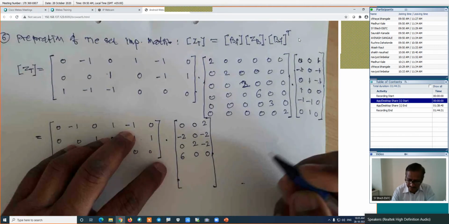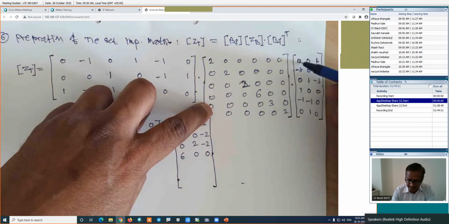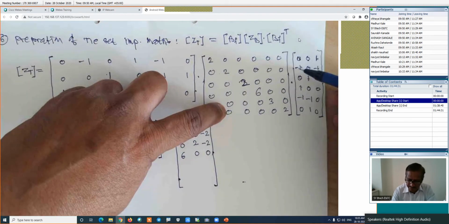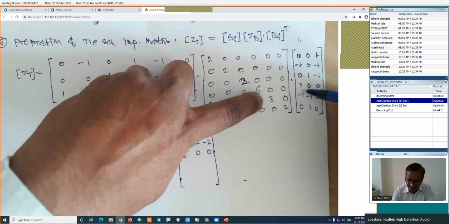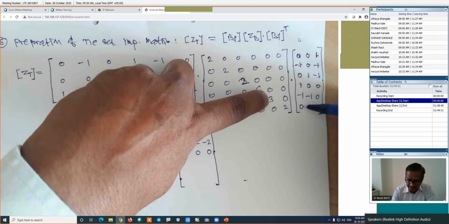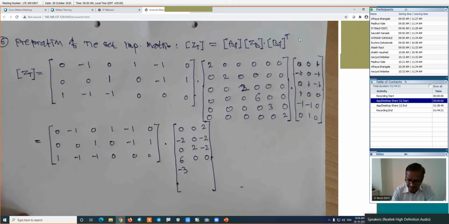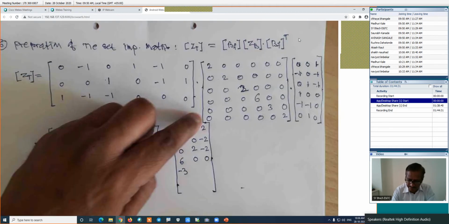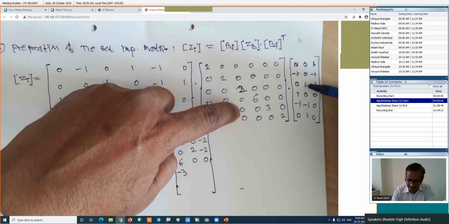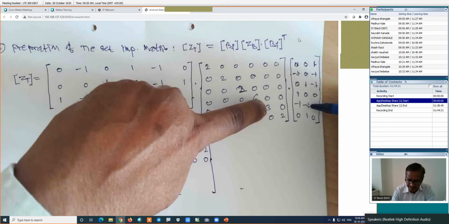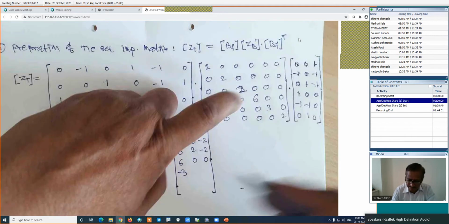Is it right? The next is row number 5 and column number 1. 0 into 0 is 0, 0 into minus 1 is 0, 0 into this value is 0, then 3 into minus 1 is minus 3, and this is 0. That element will be minus 3. Then this fifth row and second column: 0, 0, 0, 0, and 3 into minus 1 again. That value is again minus 3, and this is 0 again. This value is again minus 3.